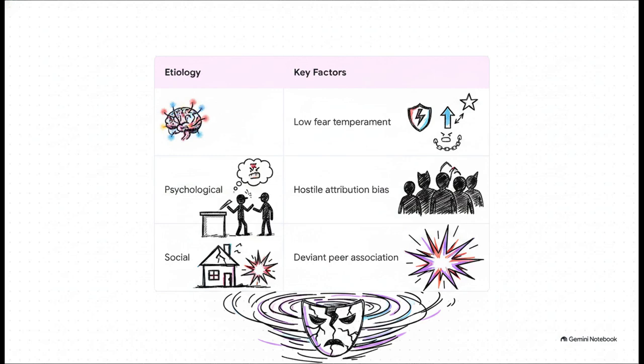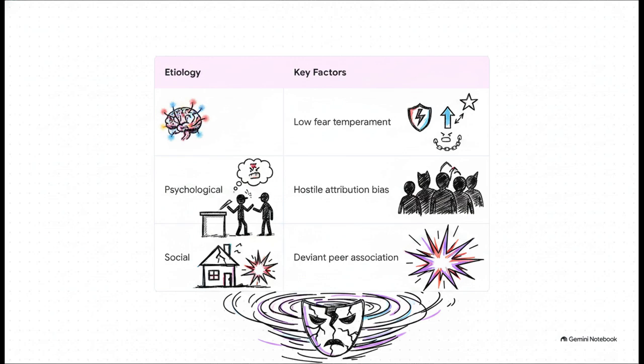Just like with ADHD, understanding the root causes here completely changes how we respond. A crucial psychological factor to know is hostile attribution bias. This is a huge one for educators to understand. It means the student might react aggressively because their brain falsely interprets perfectly ambiguous situations as highly threatening. Think about it. If you bump into their desk, totally by accident, mind you, their brain might process it as an intentional hostile attack.